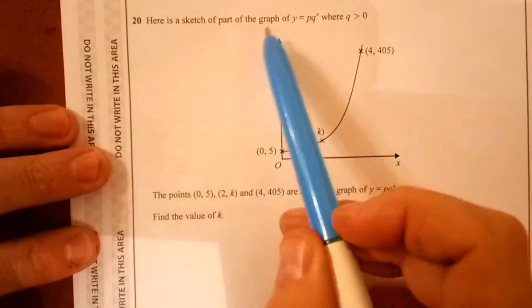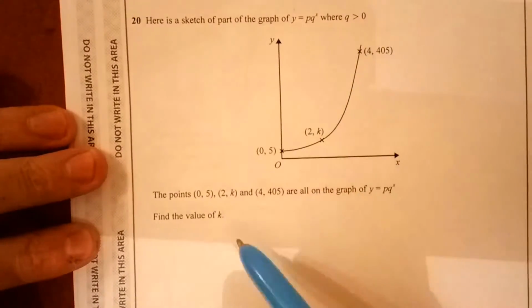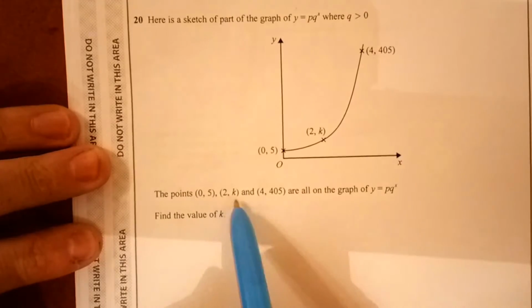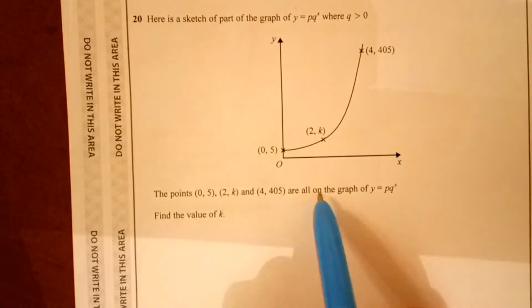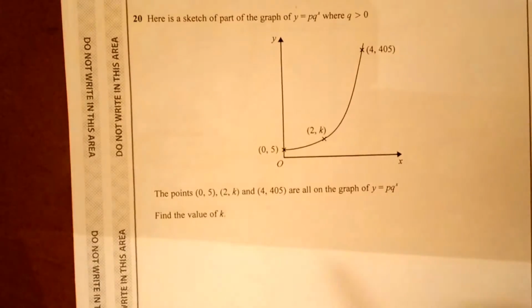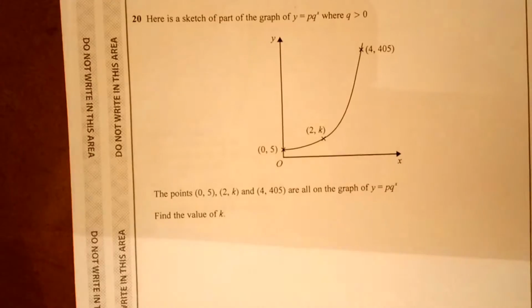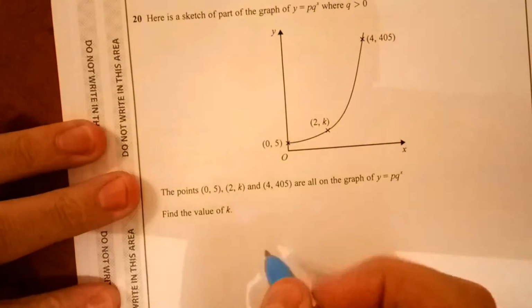Here is a sketch of part of the graph of y equals p q to the power of x, where q is greater than 0. Okay. The points (0, 5), (2, k) and (4, 405) are all on the graph of y equals p q to the power of x. Find out the value of k. Now, when you first look at this, it's a ridiculously complicated question, but let's just start by substituting values in.